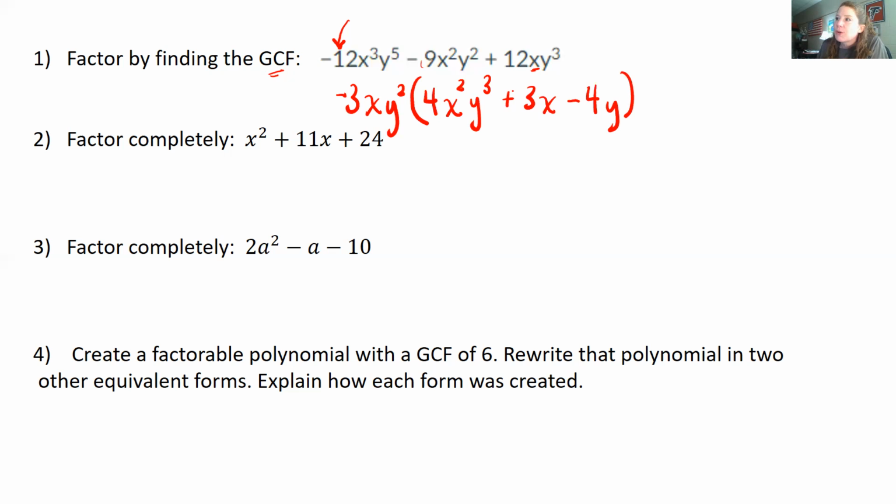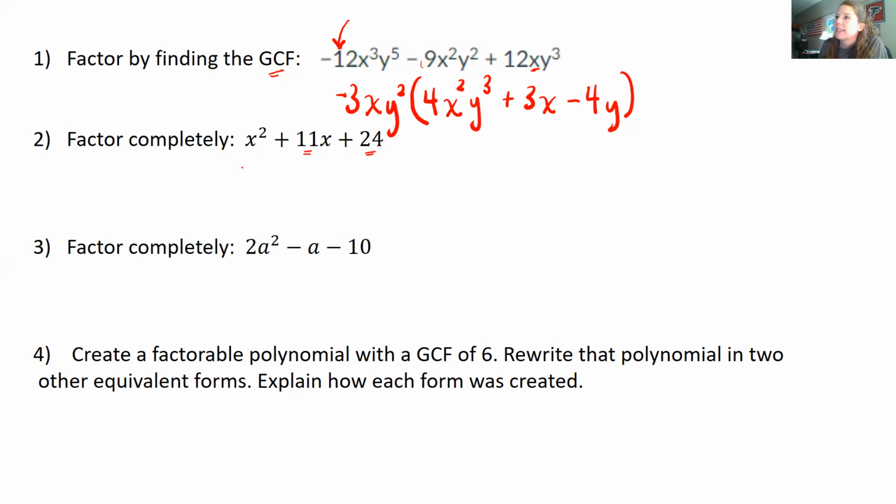So after you factor, double check everything in the parentheses and make sure they don't all still have a common factor, and these don't. All right, so then just double check. If I distribute this to every term in the parentheses, will I get what I started with? And it looks like I would. Just double checking real quick. Yep.